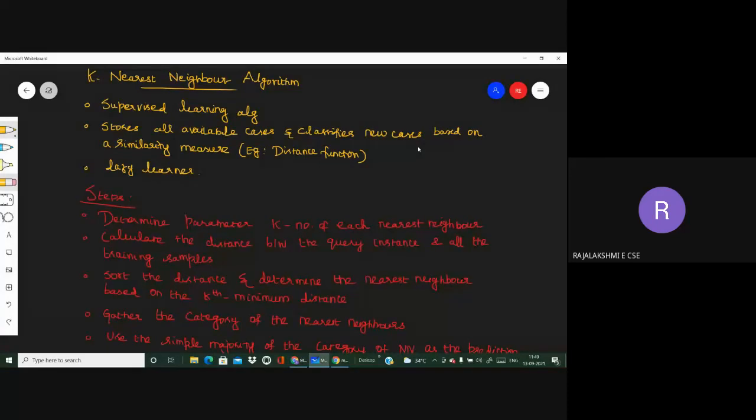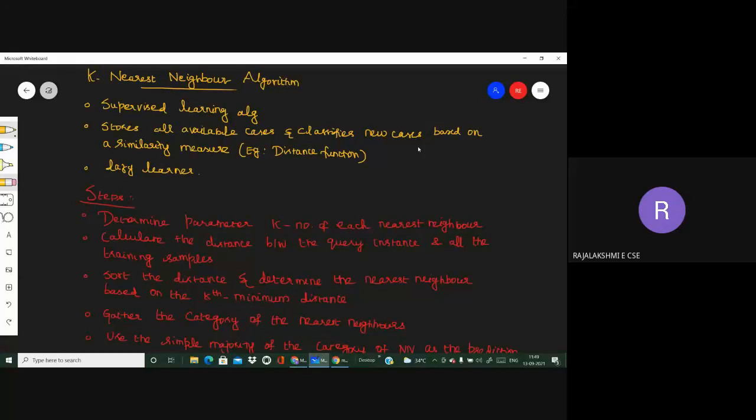Here we are going to use a distance function. In the case of SVM, we separate the samples by using what? The hyperplane. But here we are not going to use the hyperplane methodology. Instead, we are going to use a distance function. Actually, this nearest neighbor algorithm is very effective when compared to SVM.